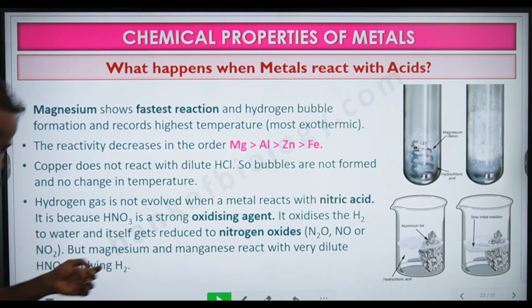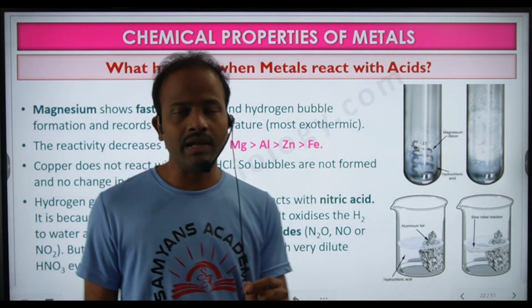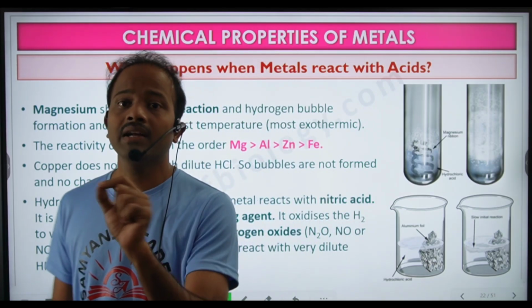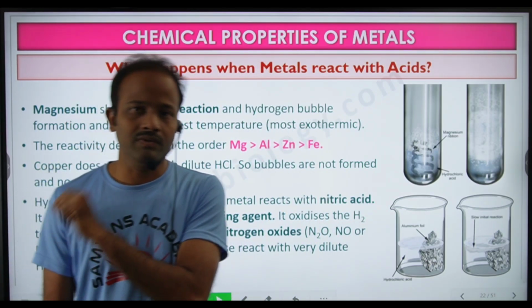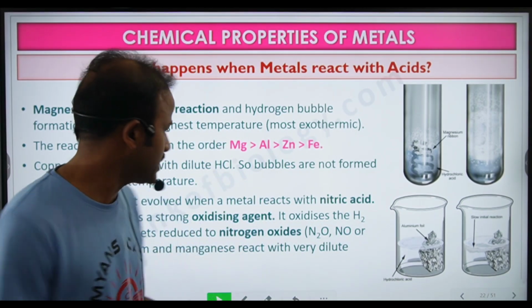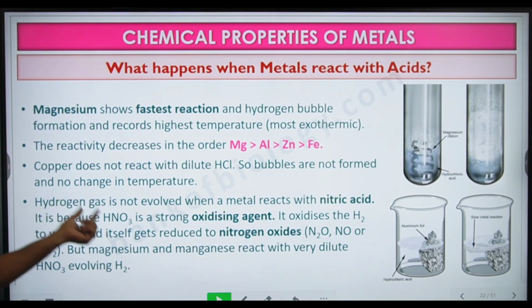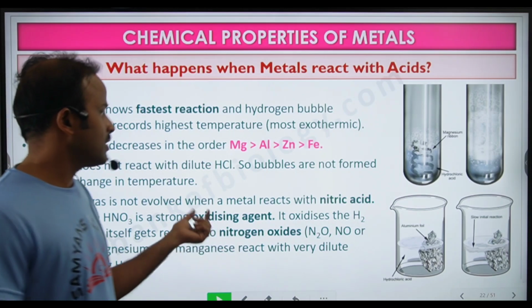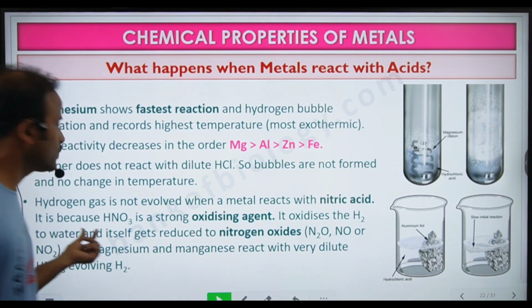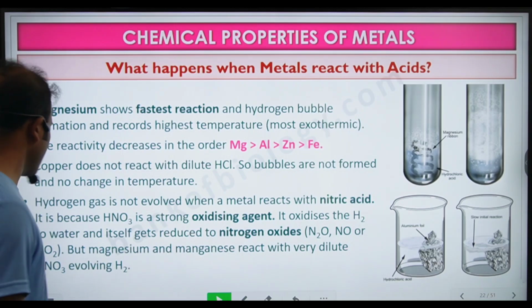Now, hydrogen gas is not evolved when a metal reacts with nitric acid. In the case of hydrochloric acid, we can observe the liberation of hydrogen gas. But when you take this same reaction with nitric acid, whose formula is HNO3, it is a strong oxidizing agent, so it oxidizes the hydrogen and converts it into water. Are you getting my point?